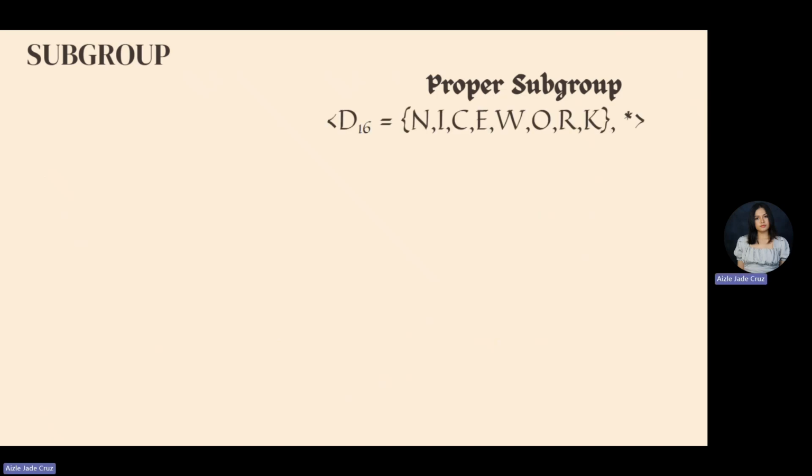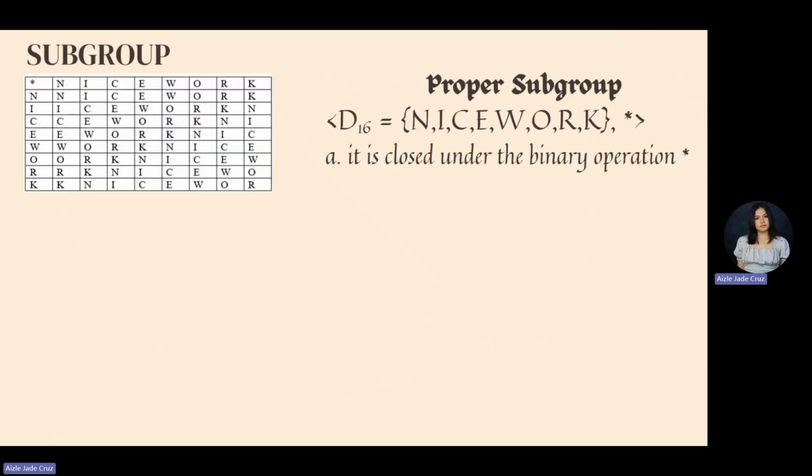Subgroup D sub 16, consisting of the elements N, I, C, E, W, O, R, K under the binary operation star. So, let's check if it's a subgroup. It needs to satisfy the conditions of being a group. So, G sub 0, it is closed under the binary operation star.